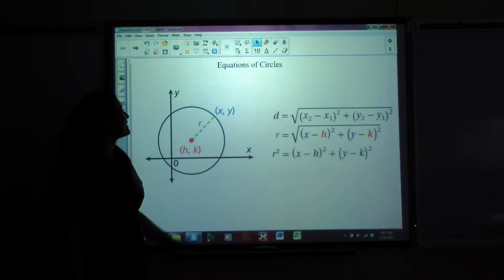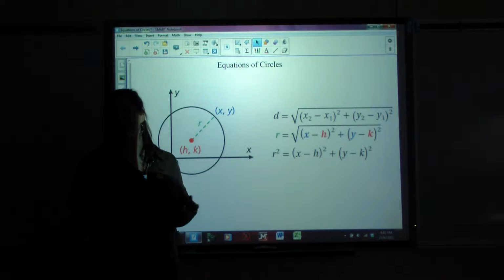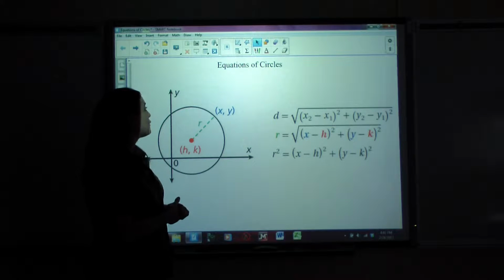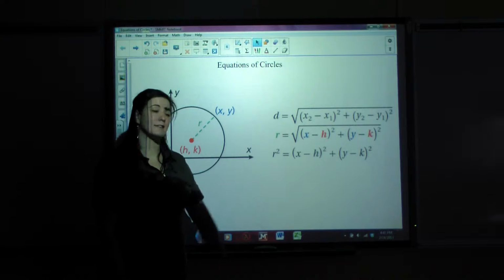Hello Worthington Juniors. This MCA review is all about the equations of circles, how to write them, how to get them from a picture. So first we're going to start with how we even come up with the equation for a radius of a circle.